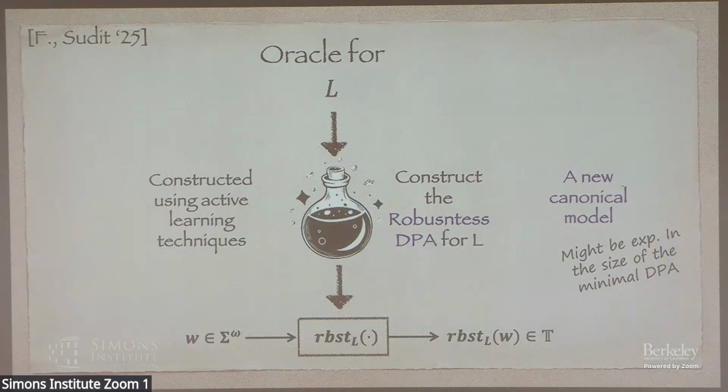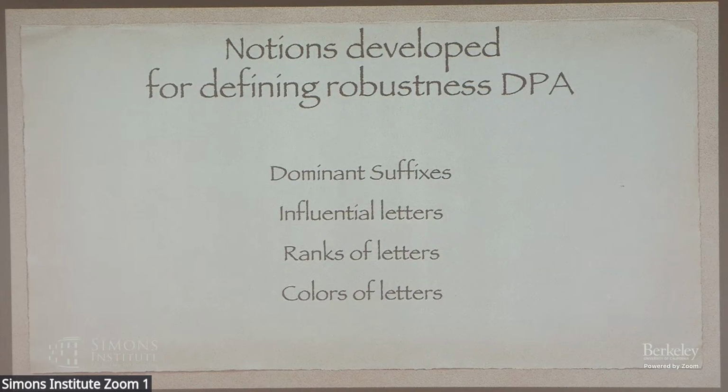The downside is that the robustness DPA might be exponential in the size of the minimal DPA. It's not surprising that it might be bigger because it does convey more information. It's also not surprising, at least to me, that it's exponential, because there were various attempts to get a canonical representation of omega-regular languages, and all of them turned out to be exponential in the size of a minimal deterministic parity automaton. So this is kind of expected. There are a lot of notions that we enjoyed developing towards this. I think the most interesting one is the dominant suffix, the bit of the infinite word with which we associate the last letter, but I'm going to spare you the details.